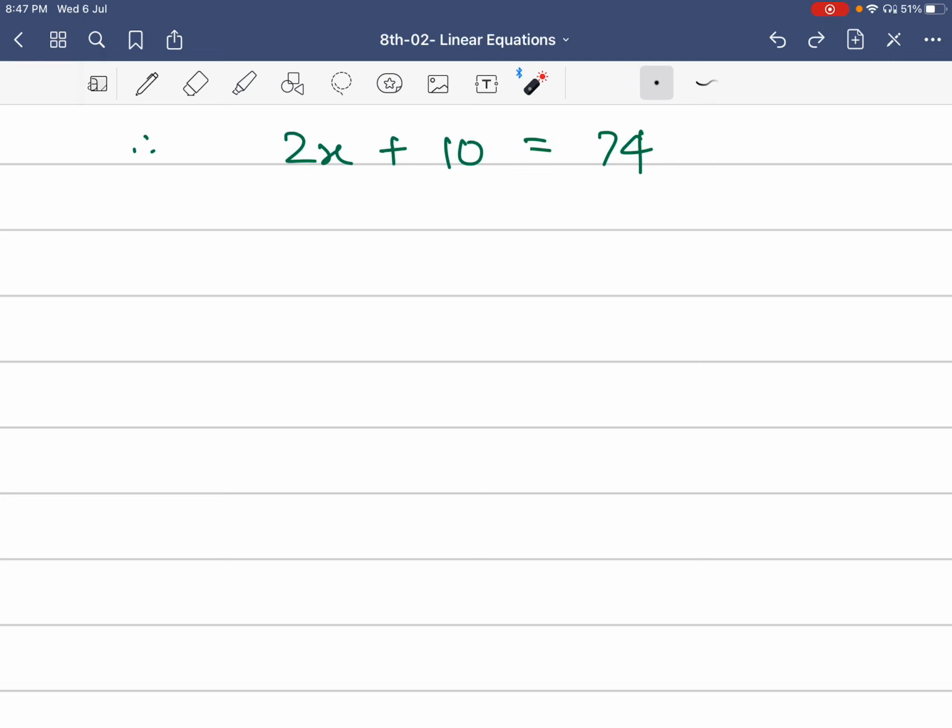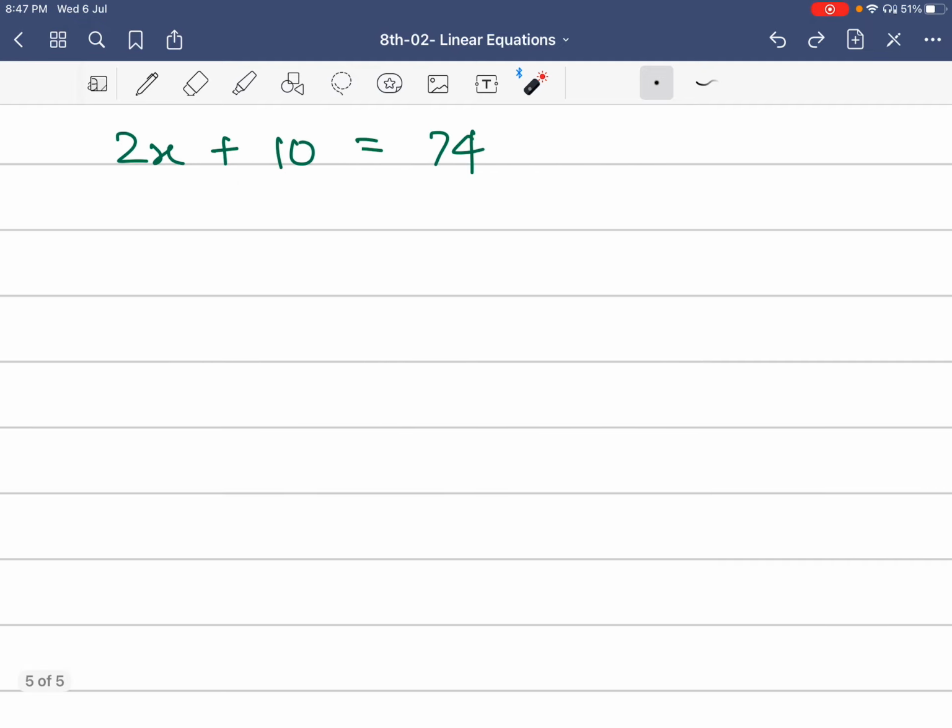Let me remove the highlighting. Okay, so we know how to solve linear equations in one variable. We have to keep this one variable on the left hand side of the equation and take all the other numbers to the right hand side of the equation. So we start with this plus 10. Let me just move it here.